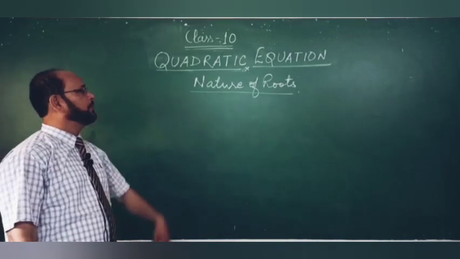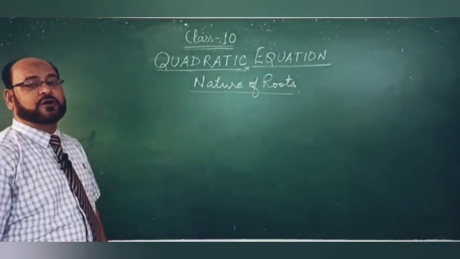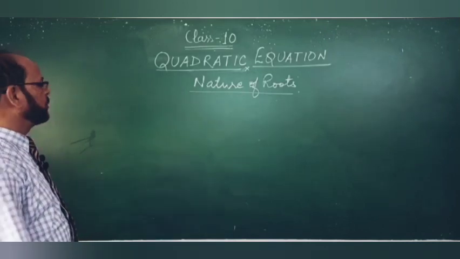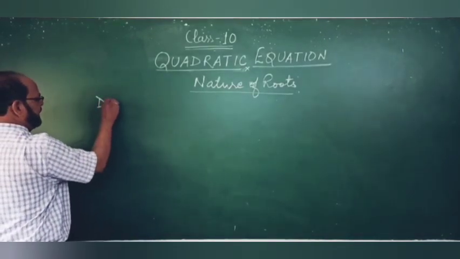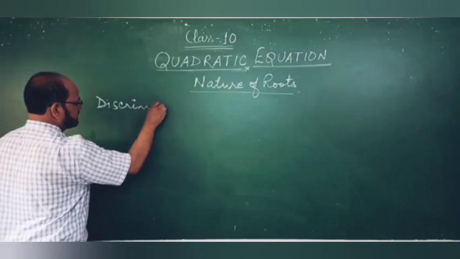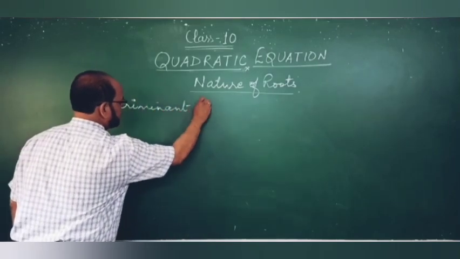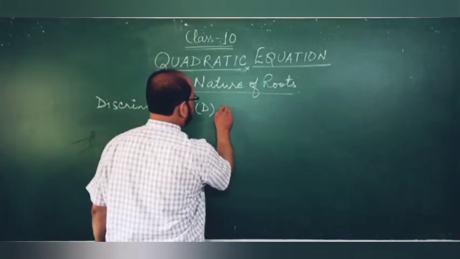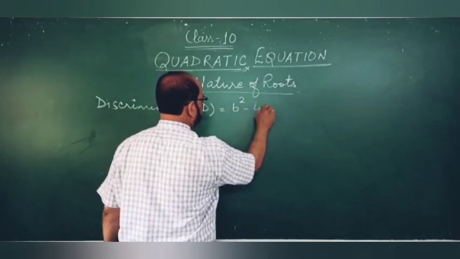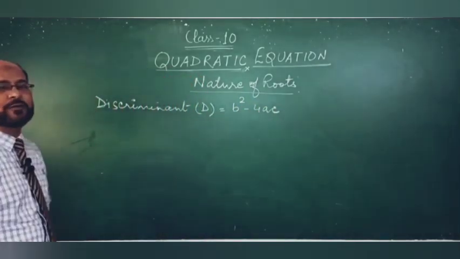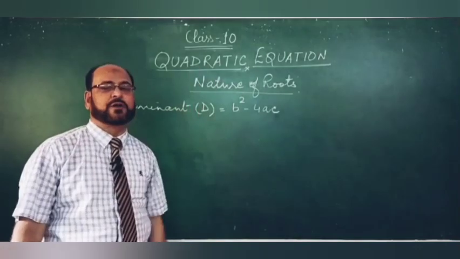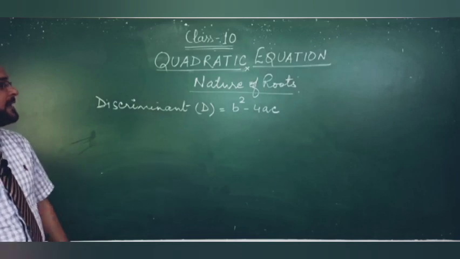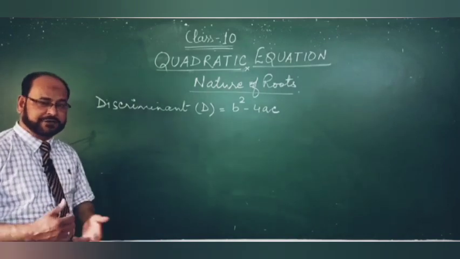Children, the next topic of this chapter is nature of roots. So to find the nature of roots, first of all you will find discriminant, which is denoted with the capital letter D, and discriminant D equals to b square minus 4ac. So anywhere if you have to find discriminant, you will find the value of b square minus 4ac. Now when you will find the value of discriminant, then you will get different situations.